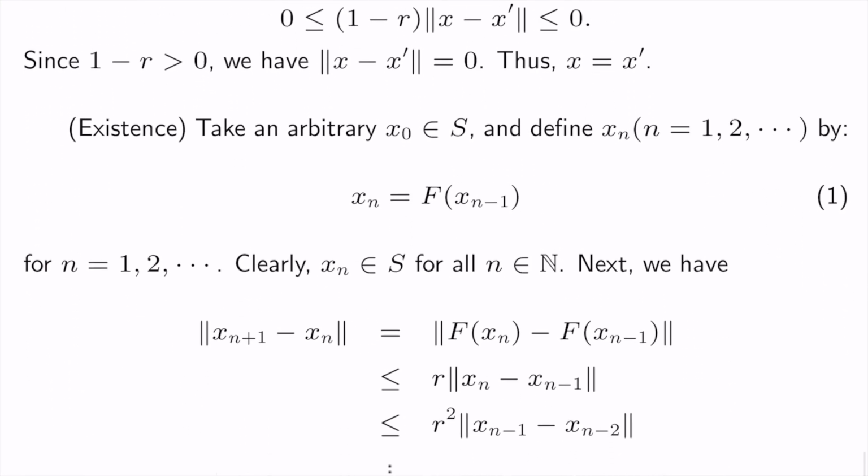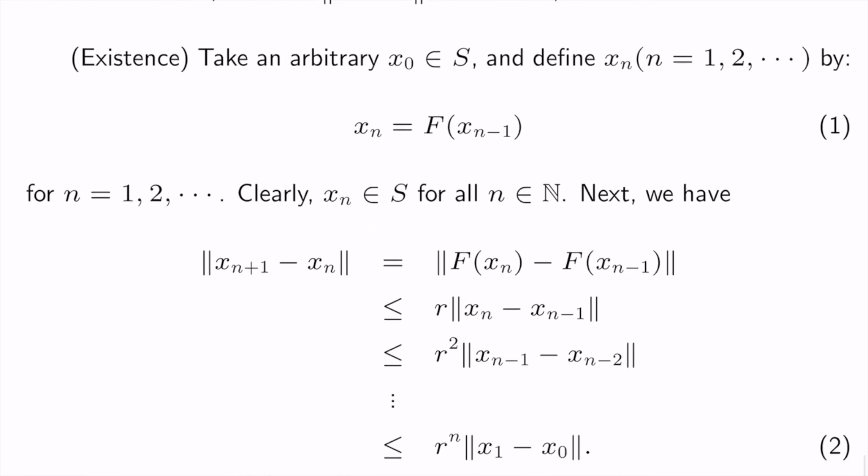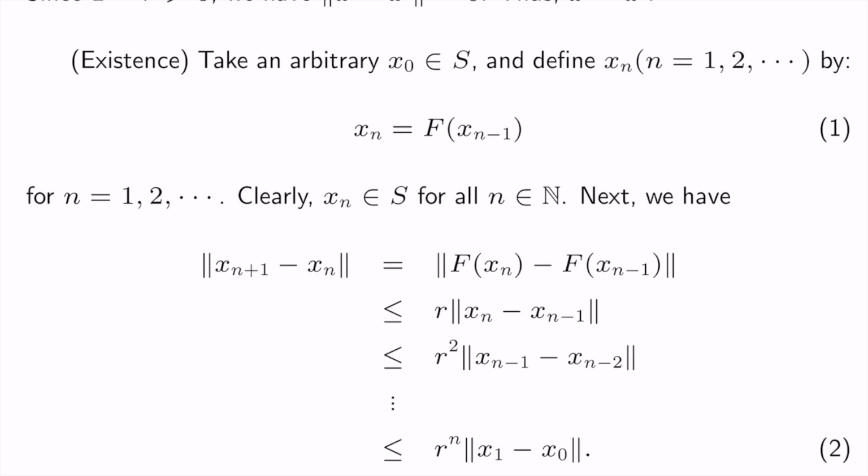Now let's prove the existence of the fixed point. So far, we have only proved the uniqueness, right? If a fixed point exists, then it is unique. But what if it doesn't exist? So we need to prove the existence so that this theorem makes sense.